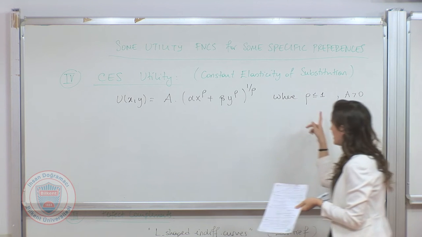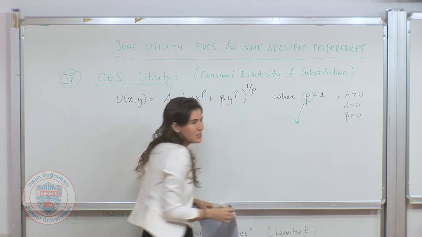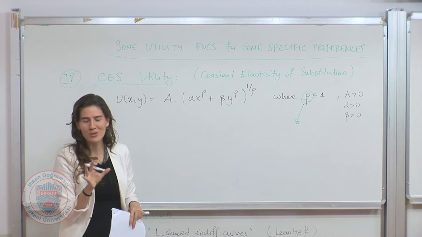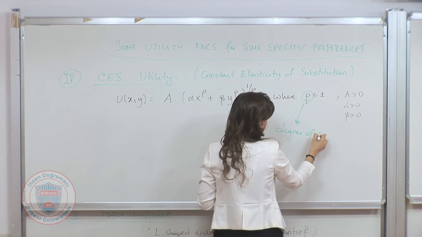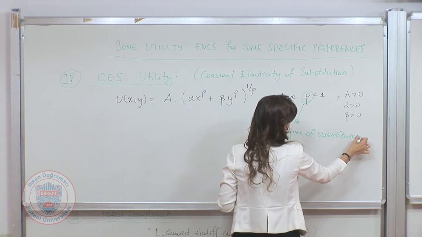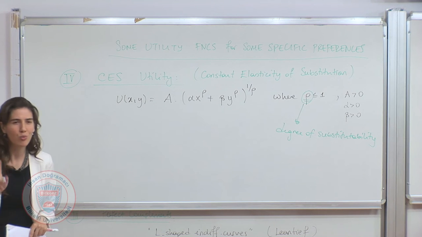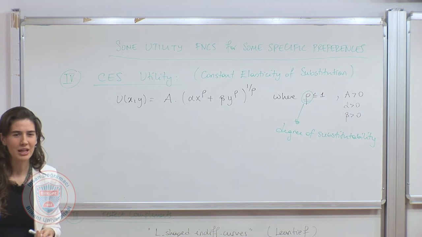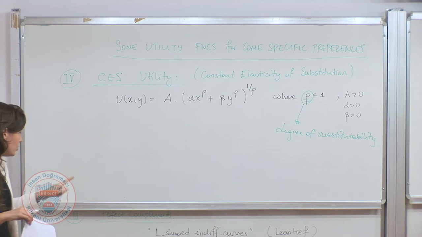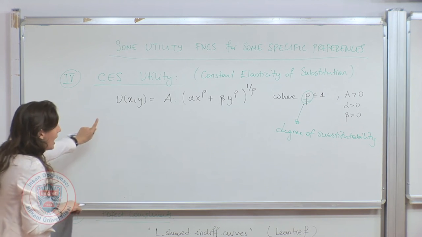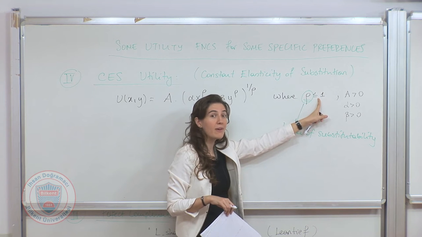It's called CES. And you see that this rho actually shows the degree of substitutability. Okay, so this is a hard word to say. So what does that mean? It means that when rho is equal to 1, what do you think? It's the highest value it can take. When rho equals 1, they should be perfect substitutes, okay? We'll see. And when rho goes to minus infinity, they should be perfect complements, right?